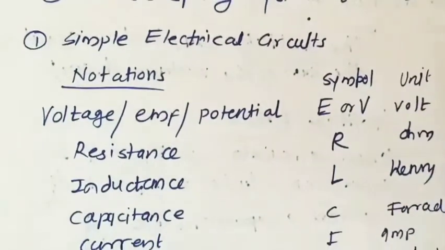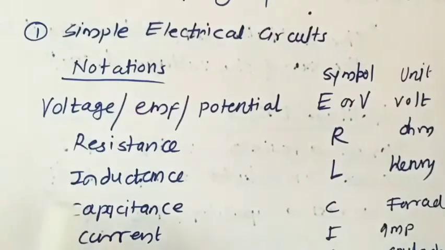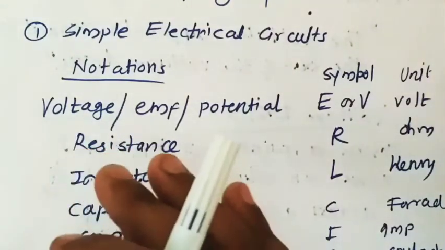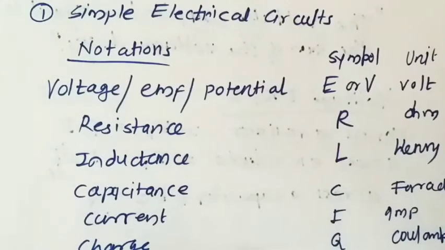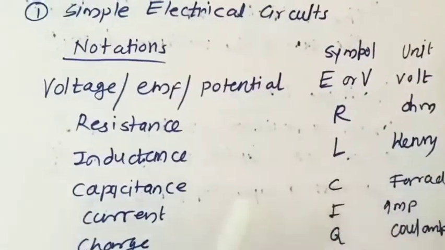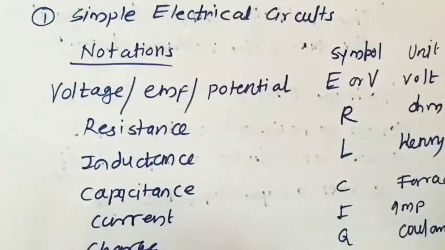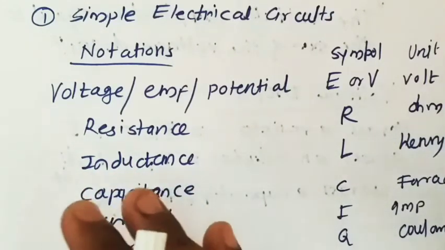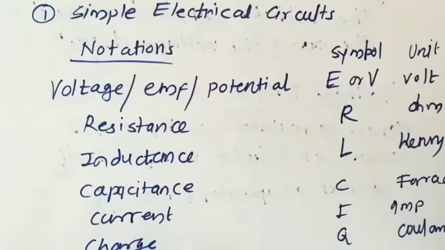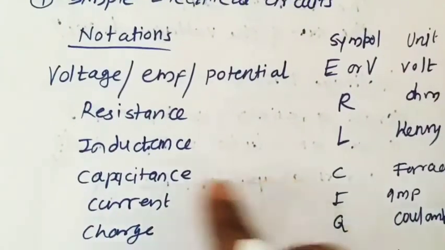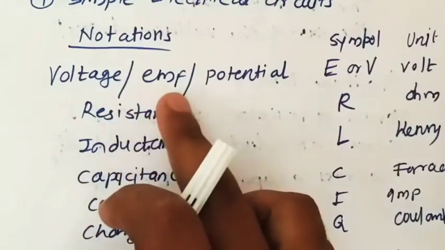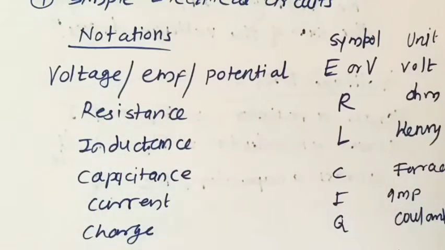Now, while dealing with problems on simple electrical circuits, there are a few notations, some laws and some definitions that you must know before moving towards problems. In simple electrical circuits we are going to have circuits of the type LRC circuit. In most of the problems we have LRC circuits. For understanding them, we must know a few notations. Here I have listed them: voltage, EMF or potential. All these words have the same meaning.